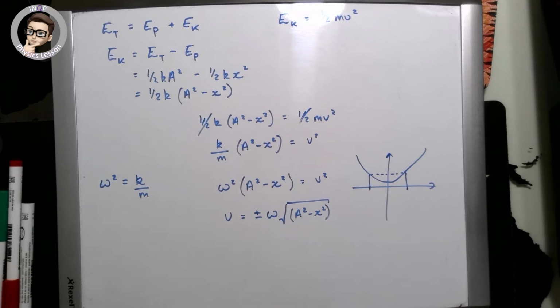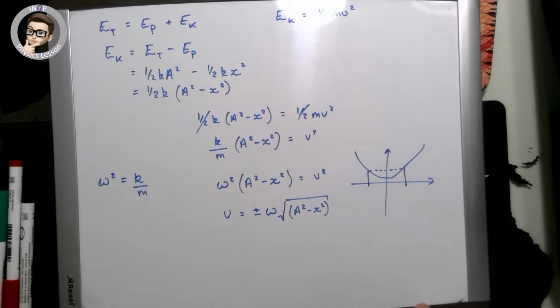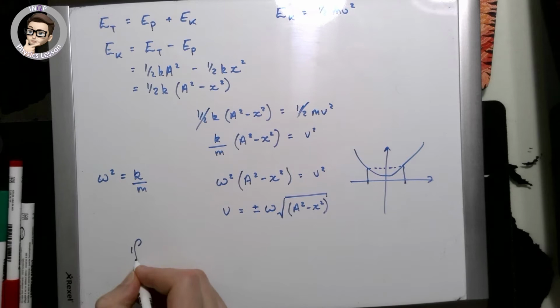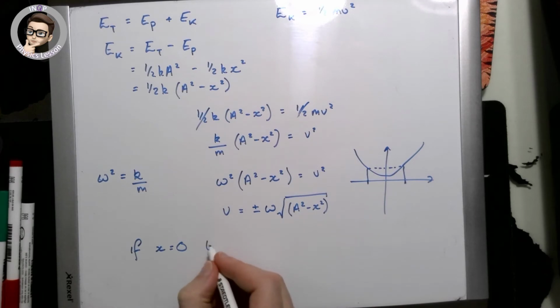So we've now defined what the velocity is in our spring. So at any point in the spring, if we know the omega and we know our amplitude and our displacement at that time, we can know how fast our object is moving. And we can do a situation. So if x equals 0, then we can make our situation simpler.